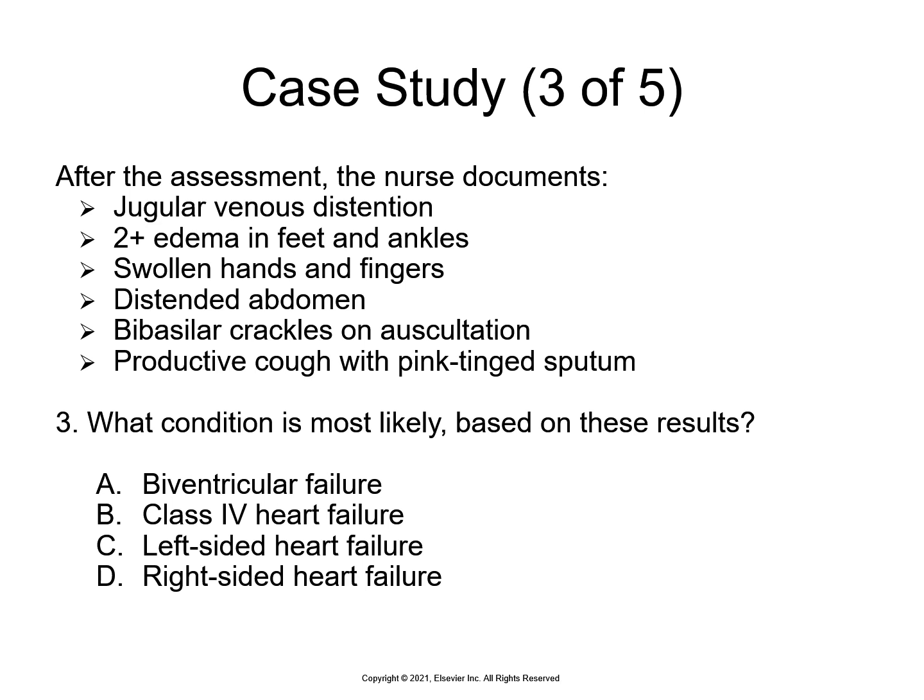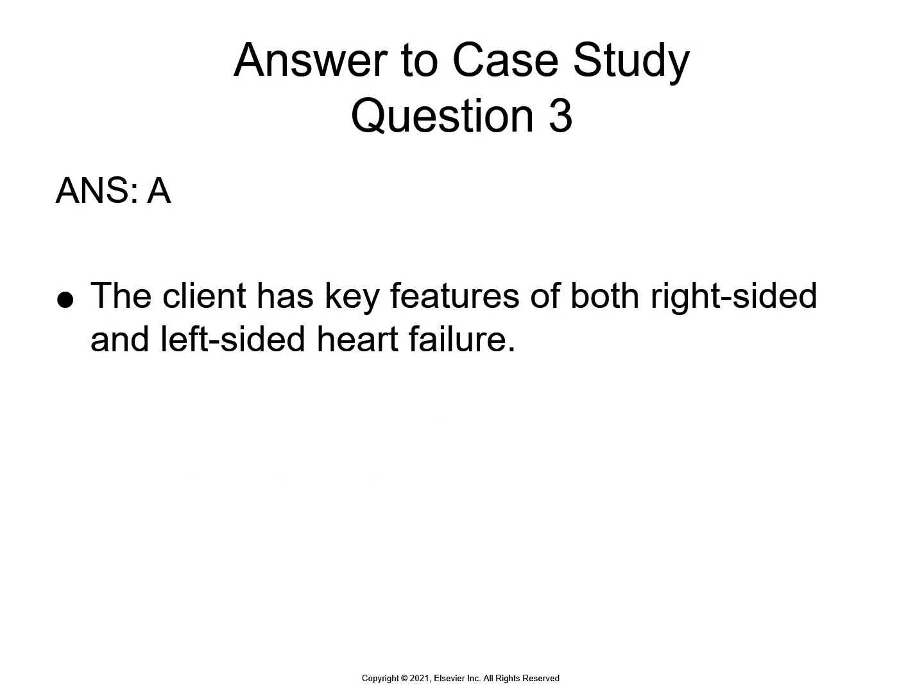Because he's showing symptoms that we know, jugular venous distension and edema in the legs and feet and swollen hands and fingers and distended abdomen are all signs of right heart failure, correct? But the bibasilar crackles on auscultation and the productive cough with pink tinged sputum are left side. So what has happened here? What is our problem? So choose one. Is it right-sided and left-sided? Yeah, it sure is. He's got features of both of those.